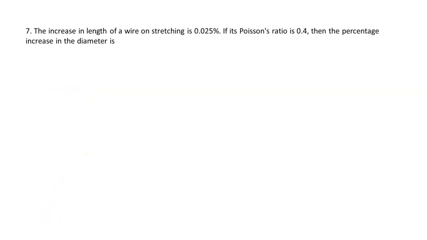The next question is again related to Poisson's ratio in elasticity. Here the increase in length of the wire on stretching is 0.025%. Its Poisson's ratio is 0.4. The percentage increase in its diameter is, as we all know, sigma is minus of lateral strain upon longitudinal strain. Lateral strain can be written as delta R by R, or we can also write it as delta D by D, upon delta L by L.